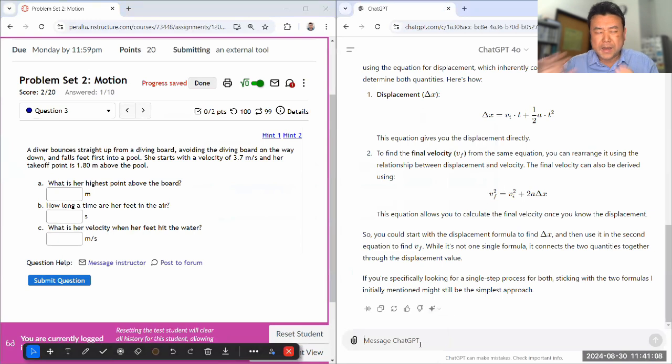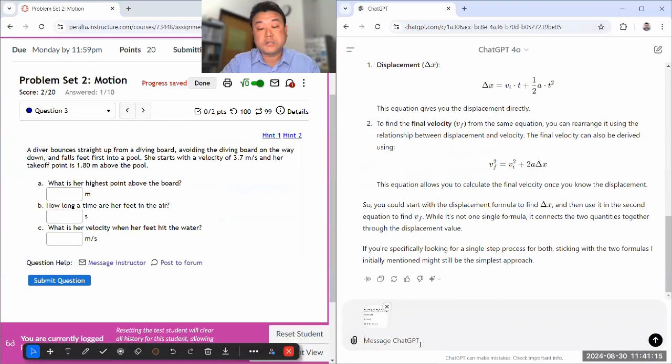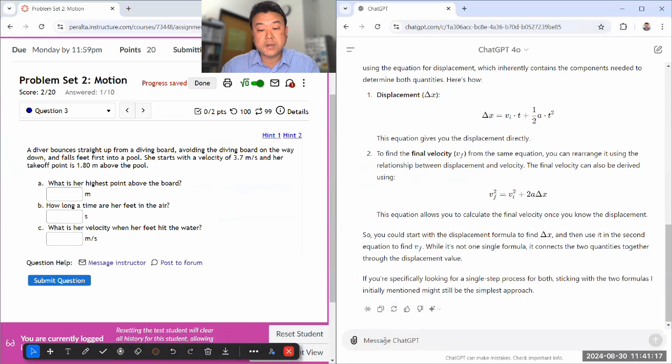So, by the way, you have to give ChatGPT this instruction. Otherwise, if you simply give it a question, it'll just answer it on its own. So I'm going to give it a reminder that for this session, I don't want answers. I want it to teach me.